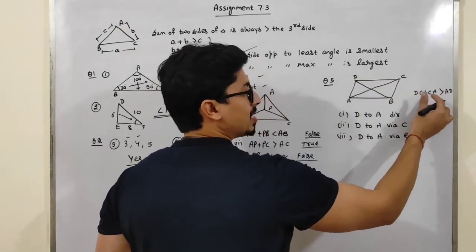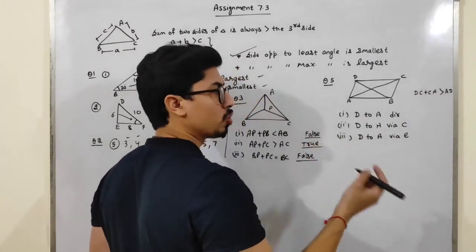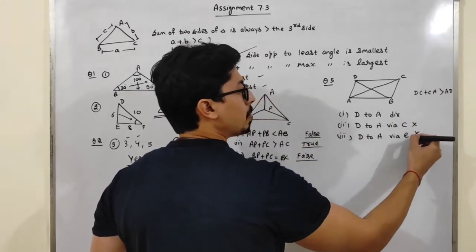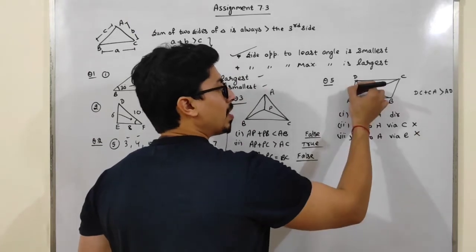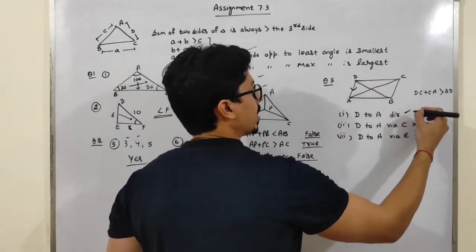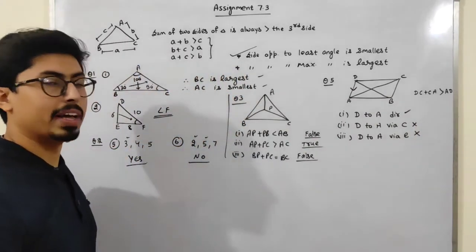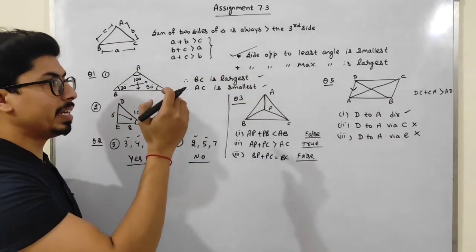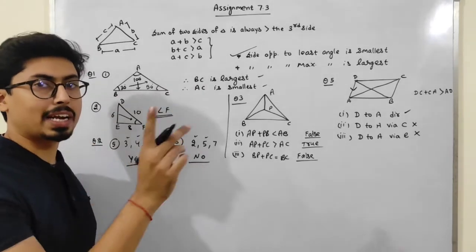So this distance is greater, but we have to find the shortest path. So this is not the option. Similarly, this is not the option. What I will do, I will go directly from D to A. So this is our required answer, that is, from D to A, go directly.